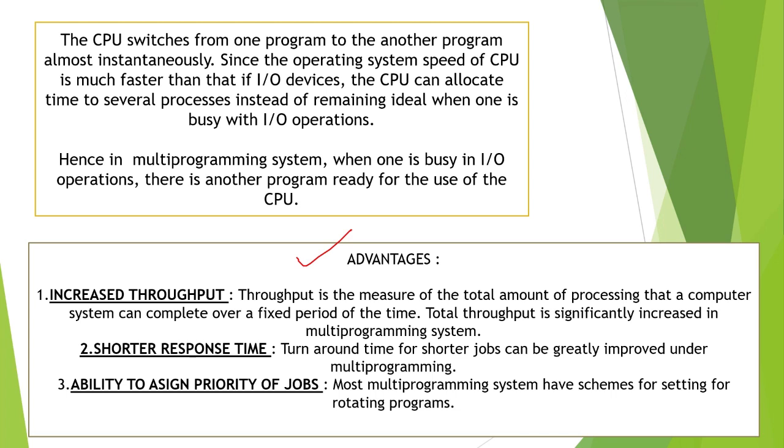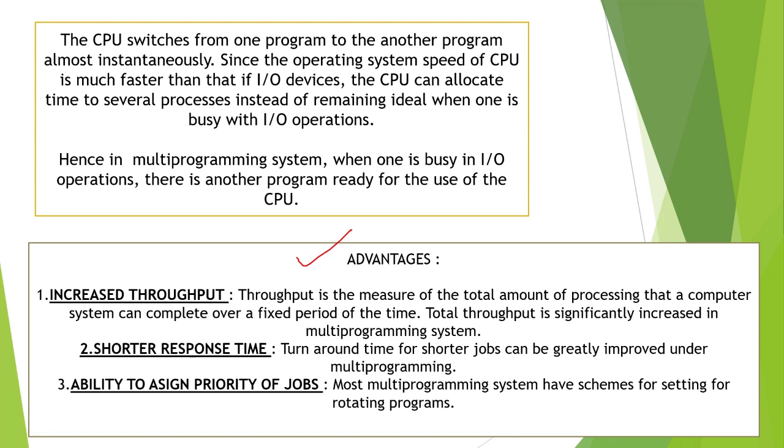So in a multi-programming system, there are several programs that reside in the main memory. So obviously throughput will be more. More processes will be executed concurrently and simultaneously. So throughput is always increasing in a multi-programming system.